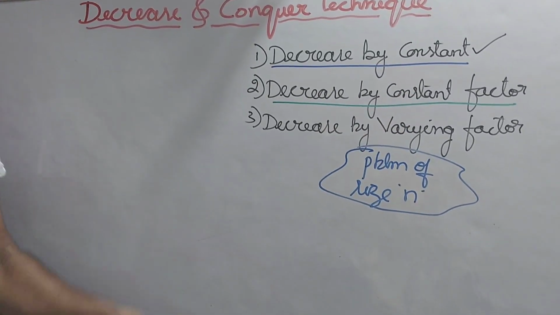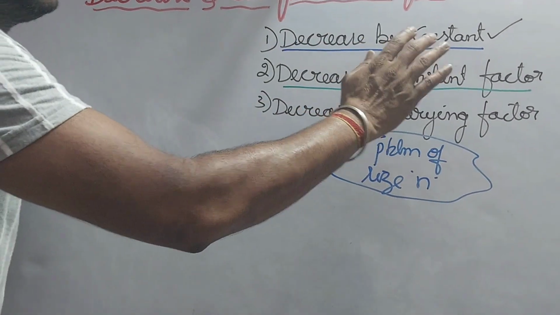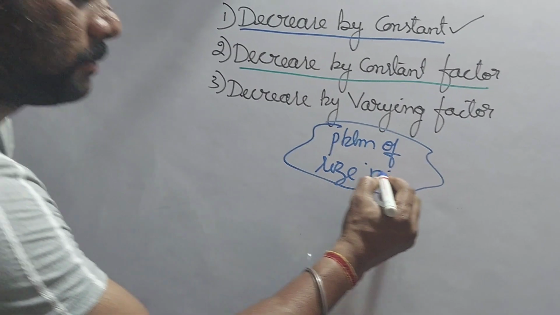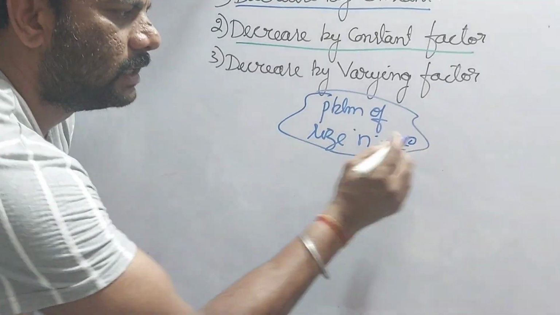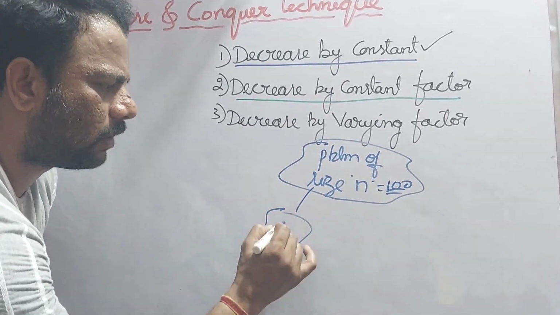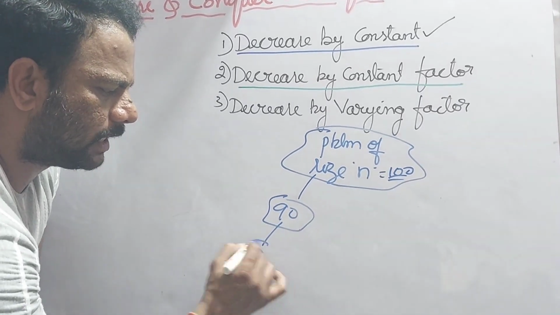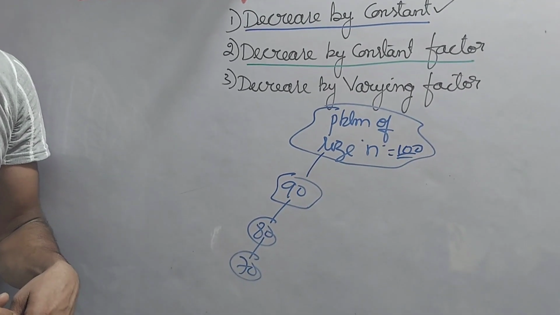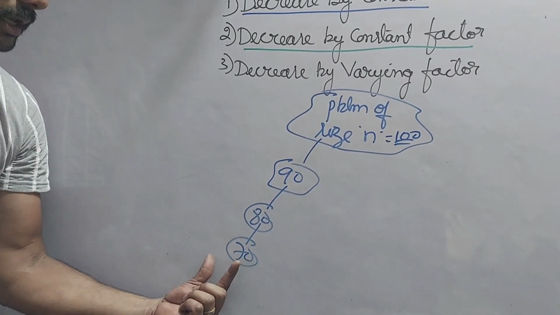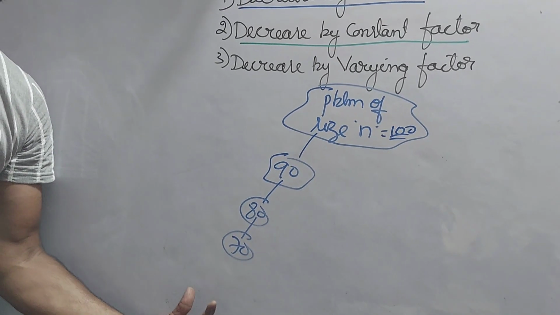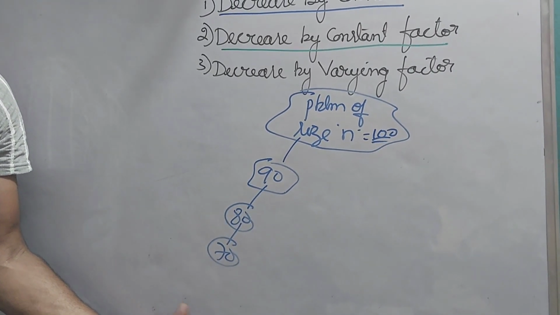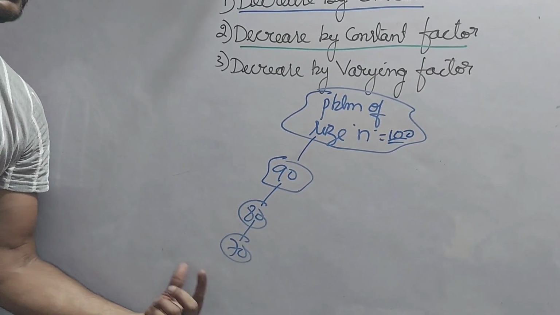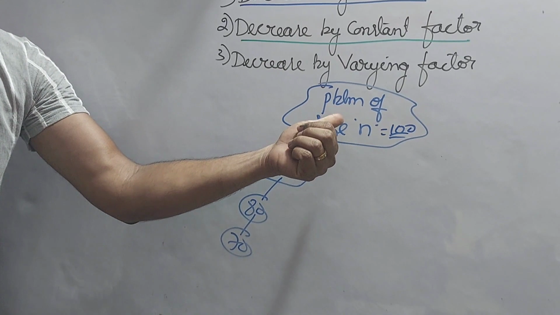So for example, assume I decided every time I need to reduce by 10. Suppose the problem says 100, the next problem says 90, the next is 80, next 70. Like that, every time I am reducing by 10, and we keep reducing until we get the solution for the smaller instance. Once we get the solution for the smaller instance, from that again we are exploiting the solution of the overall problem. So this is how.